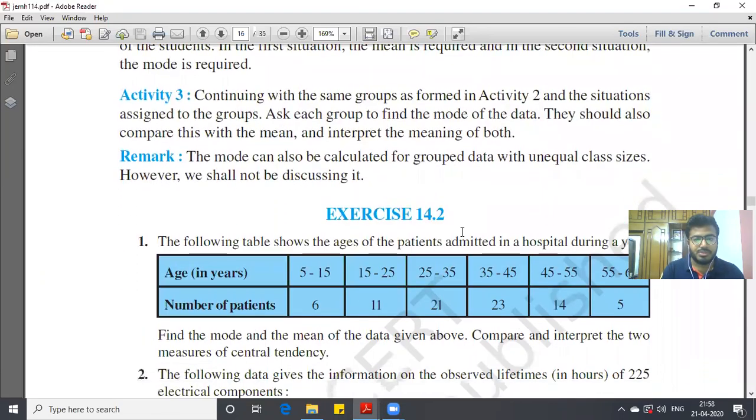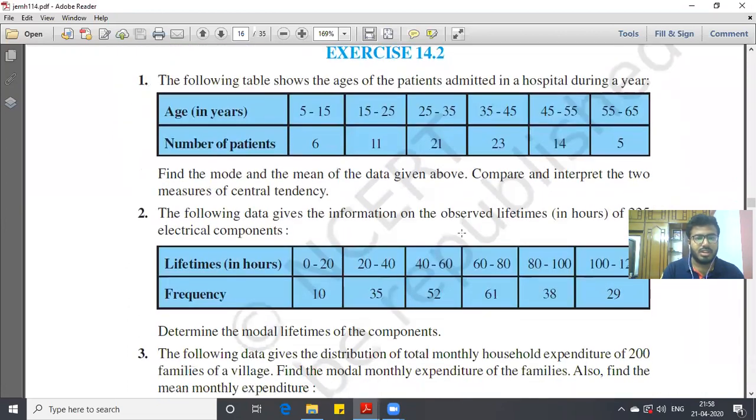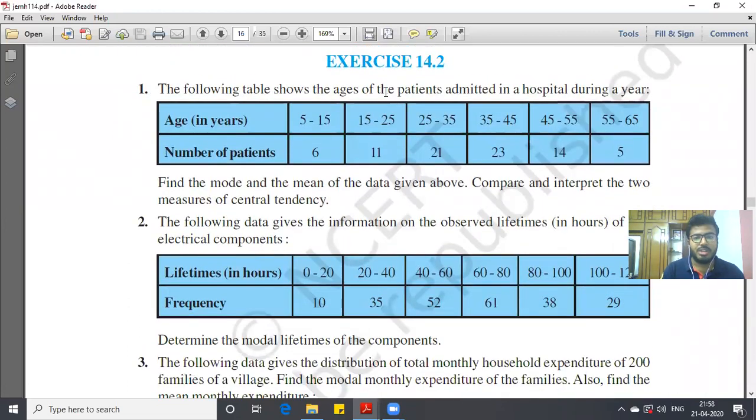Now we'll go into the first question. The following table shows the ages of the patients admitted in the hospital during a year. So these are the age differences. The 5 to 15 kids, 15 to 25 the youth, 25 to 35 also the youth range itself. Then 35 to 45, 45 to 55, 55 to 65 the elder ones. So these are the age differences they have given. So there is a difference of 10 years. And the number of patients in the hospital.